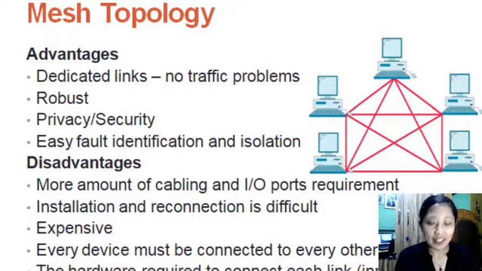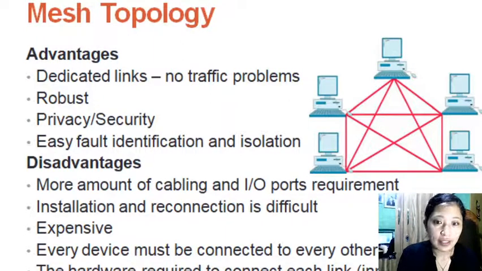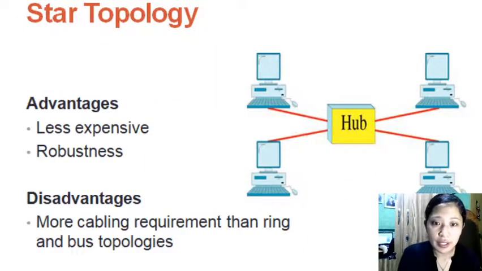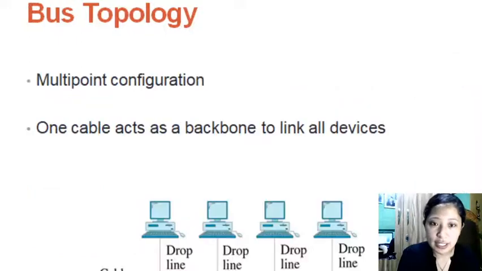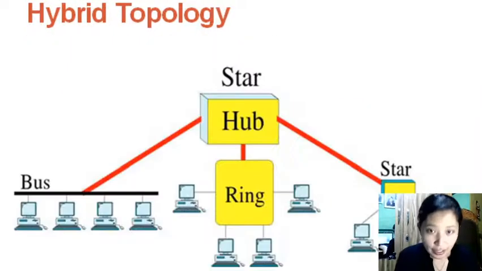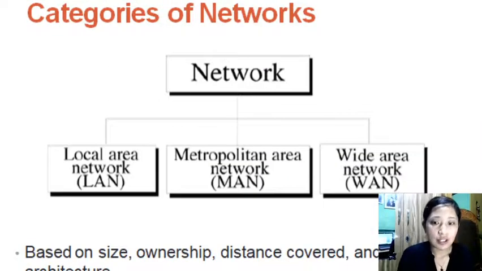Whatever I said was this one, that is mesh topology, wherein you have the dedicated link between the devices. This is your star topology. You have a dedicated link only with the central node. And this is your star topology advantages and disadvantages. Bus topology and ring topology, and this is your hybrid topology. So next we are going to see the different types of network.